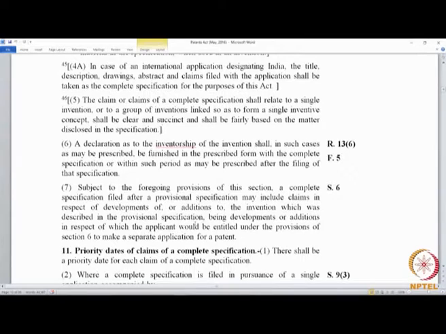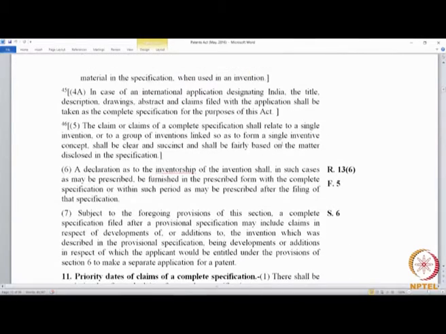The claims that are filed in a complete specification, so far as they are fairly based on a disclosure mentioned in a provisional specification, will get the priority of that disclosure. So, subsection 7 tells us that once a provisional specification is filed and followed up by a complete, any development or improvement or addition made after the filing of the provisional specification can be claimed in the complete specification, but it will have a different priority date.